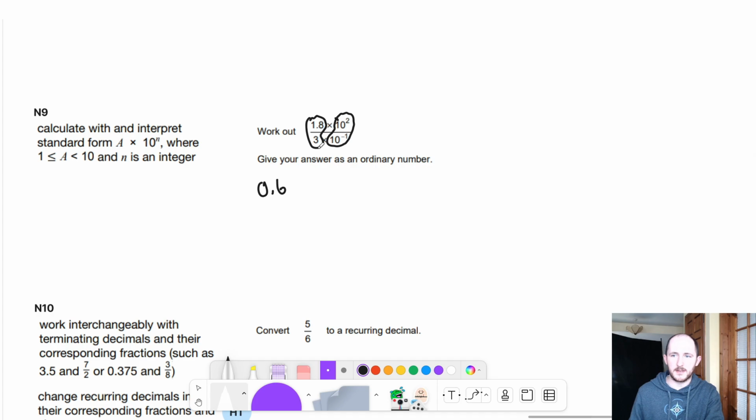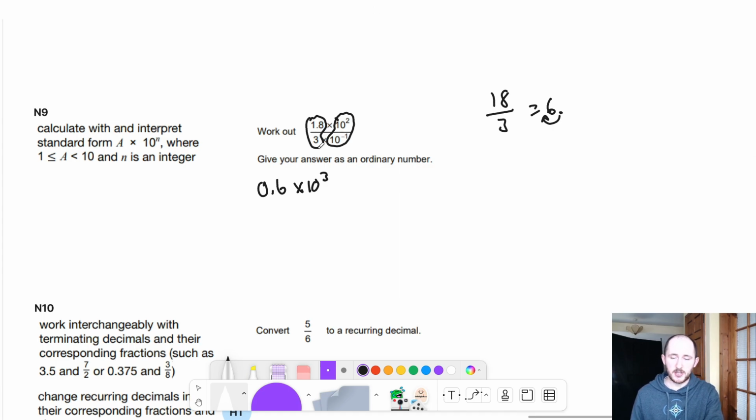Again, the way you can do that is to do 18 over 3, which is 6, and then move the decimal point back beforehand. And that will be times 10. And remember, when you divide indices like this, you actually subtract them. So we're doing 10 to the power of 2 minus 1, which is 3.